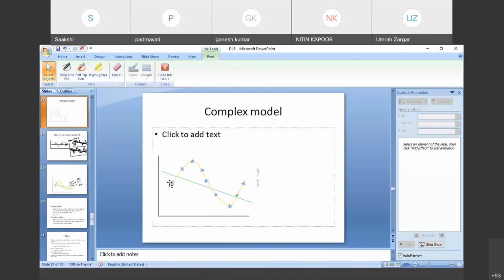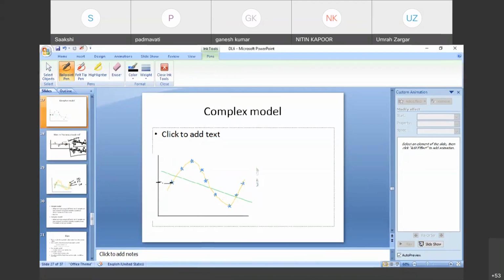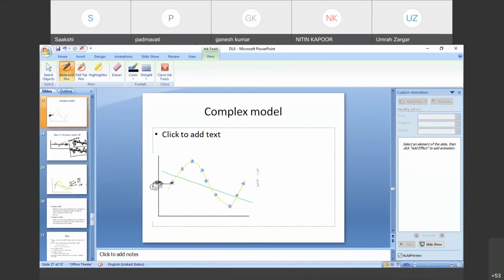For example, for this particular data point, my y is this for the first point, and my predicted value also gives the same y value, hence zero error. Correct? Similarly for the second, the third, and so on.